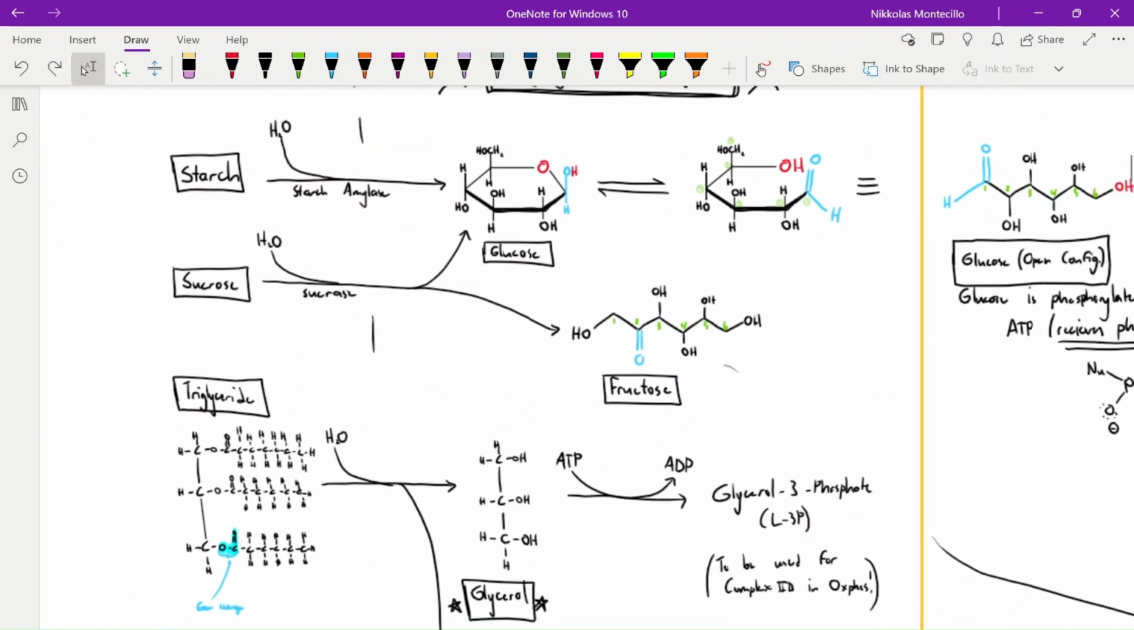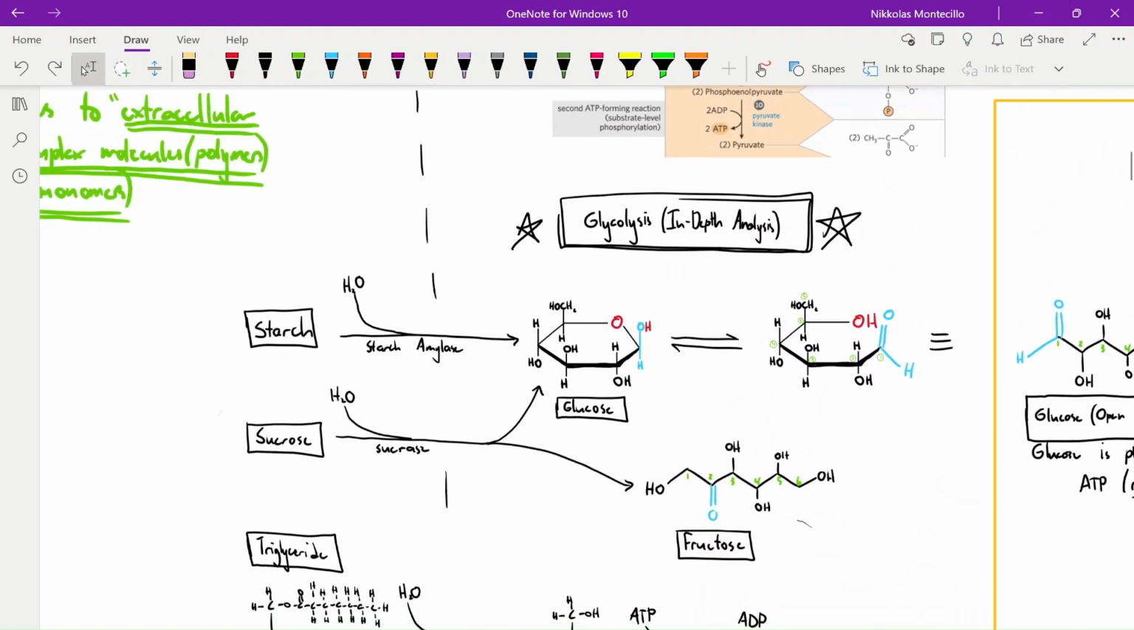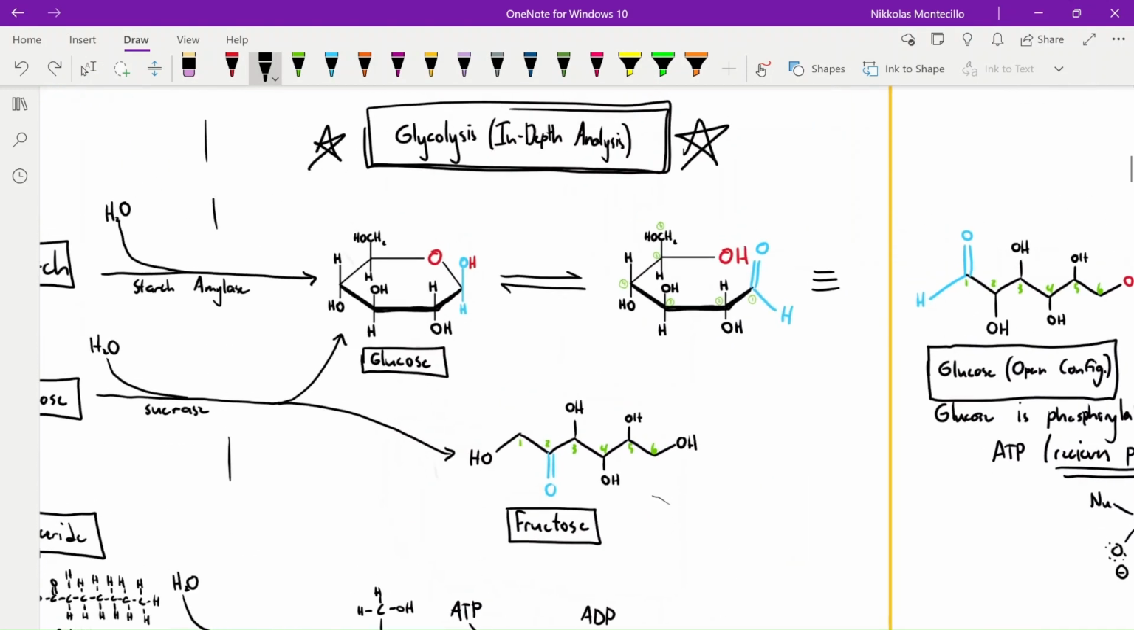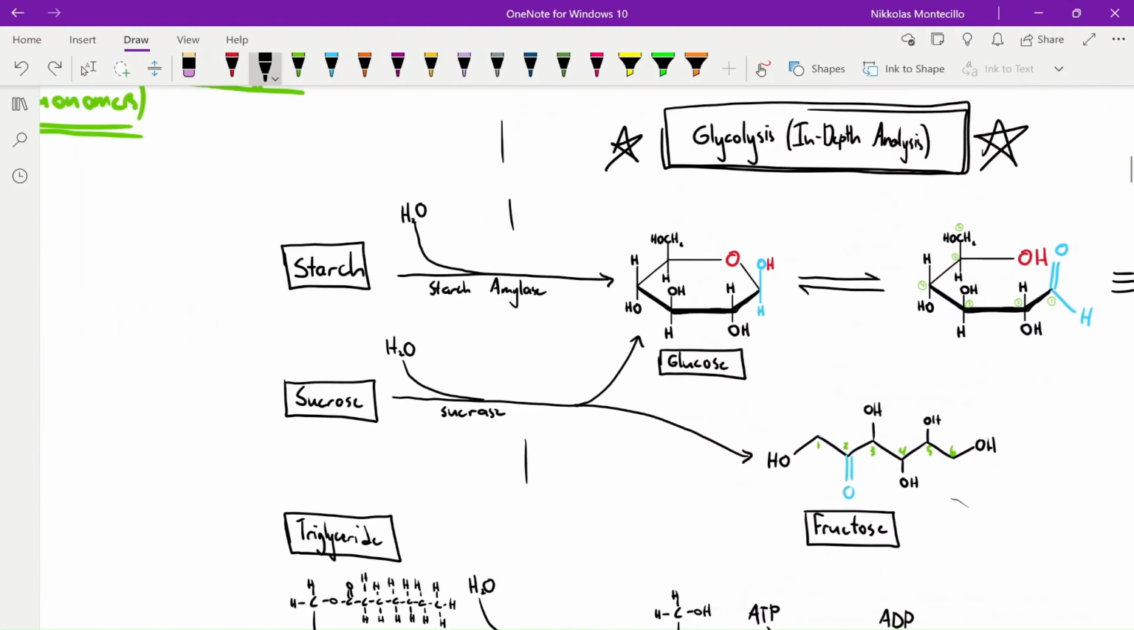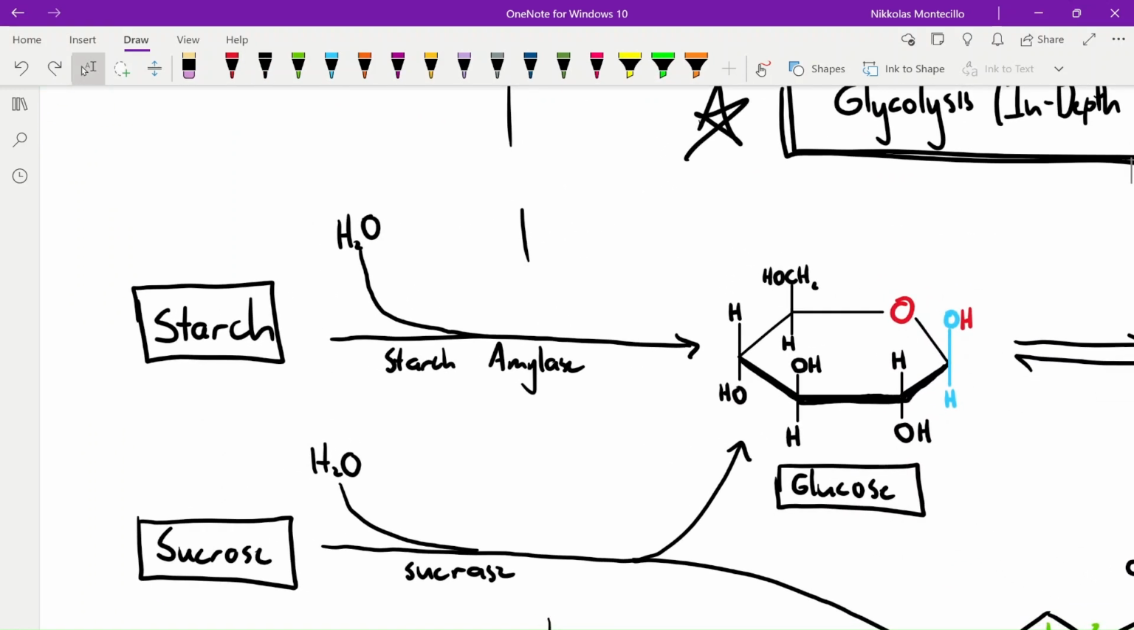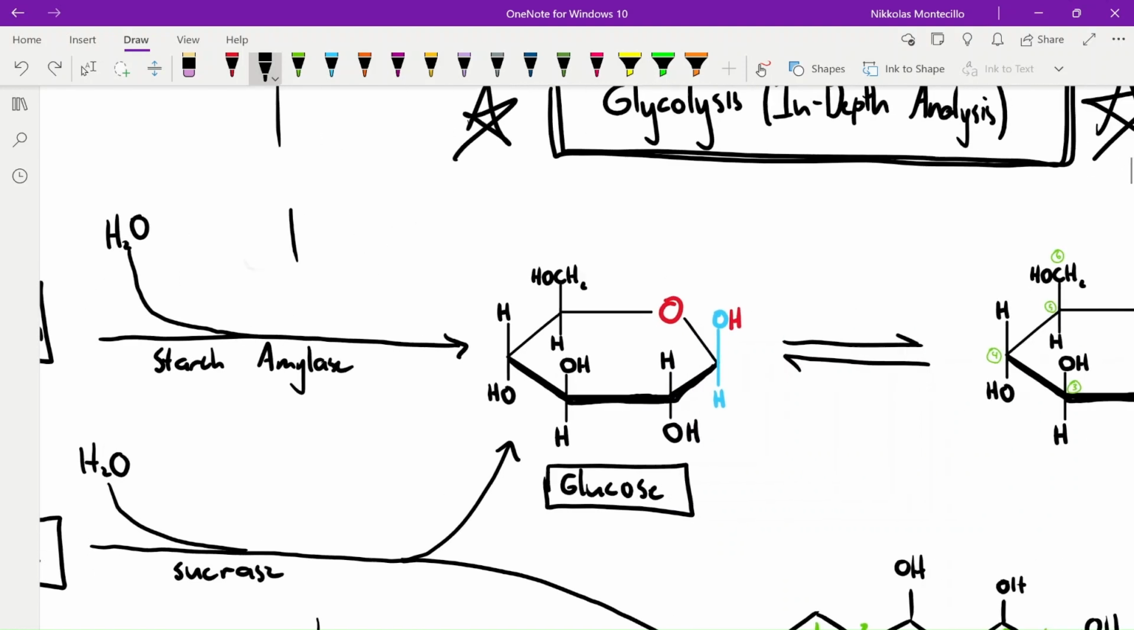So we can see here that this is just general digestion, where starch is broken down by starch amylase through lysis reactions involving water, which produces glucose and fructose. Let me get a little more specific here. Starch reacts with water. So a hydrolysis reaction occurs where the enzyme that facilitates this reaction is starch amylase, which produces glucose.